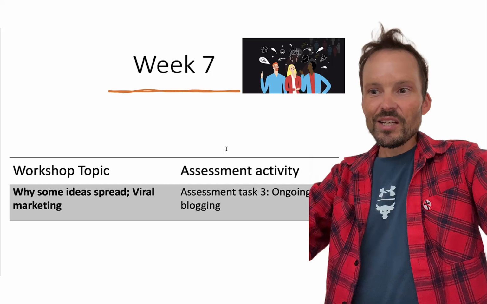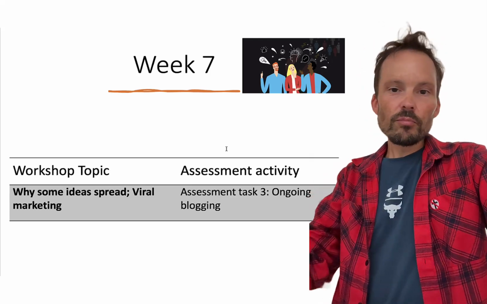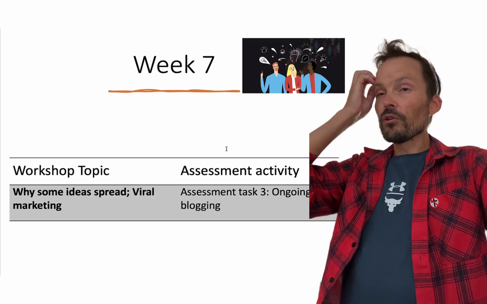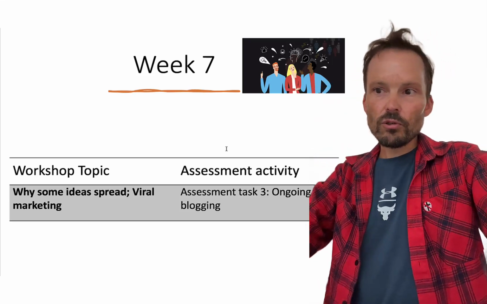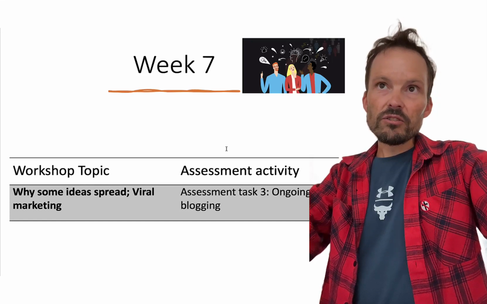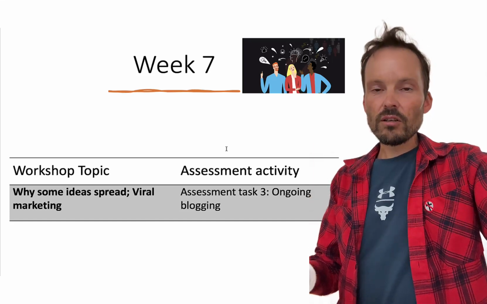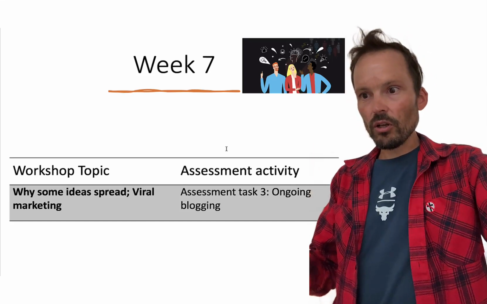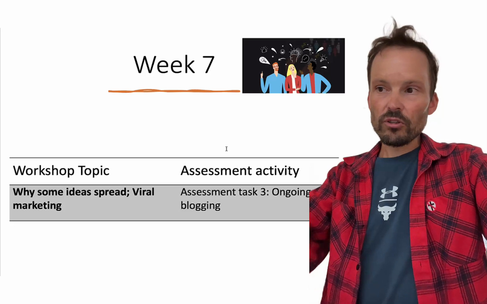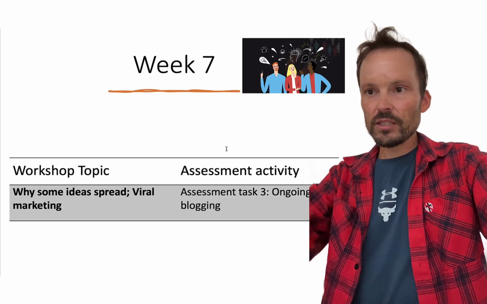In week 7, we are looking at viral marketing. Quite often people think that what goes viral is purely random and can't be controlled. But we're going to look at some frameworks and theories that can help us explain what type of content is more likely to be shared online than other types of content. So we're looking at a few frameworks for further understanding that in week 7.